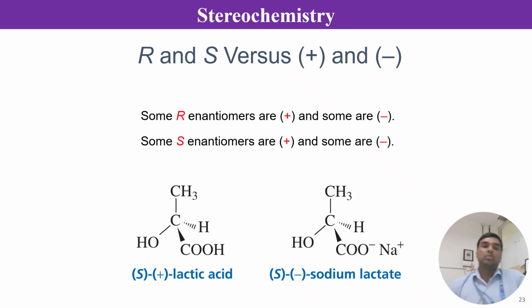Sometimes it has been observed that some R enantiomers are dextro, sometimes levo, and the same for S enantiomers. That doesn't matter, because R and S isomers are based on theory, and dextrorotatory and levorotatory are based on the experimental part. So you can see here OH 1, 2, 3 anti-clockwise direction, hydrogen is below the plane, so it will be S, lactic acid. Whereas for sodium lactate, you can see here 1, 2, 3 anti-clockwise direction, so it is an S isomer.